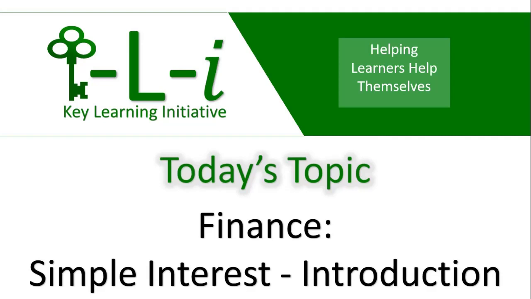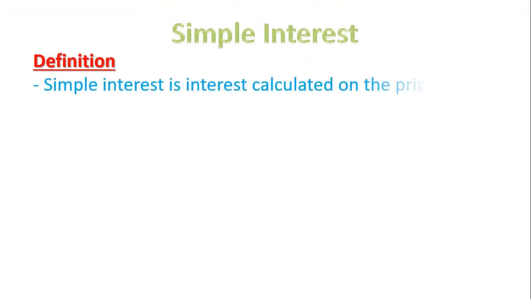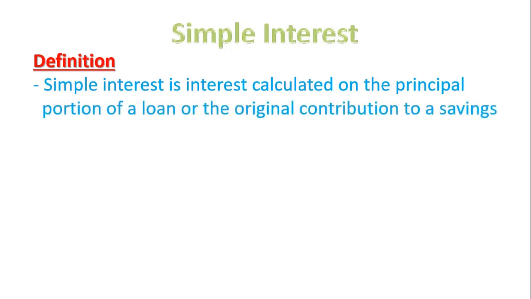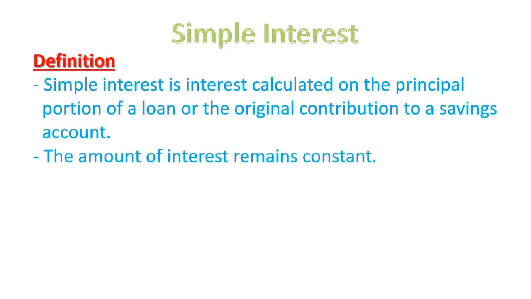But let's get going with simple interest. So, a definition. Simple interest is an interest calculated on the principal portion of the loan or the original contribution to a savings account. Alright, so it's the original amount. The amount of interest remains constant, and that is the fundamental thing. The interest in year 1, year 2, year 3, whenever, is always the same. Compound interest changes, but with simple interest, it's always the same.